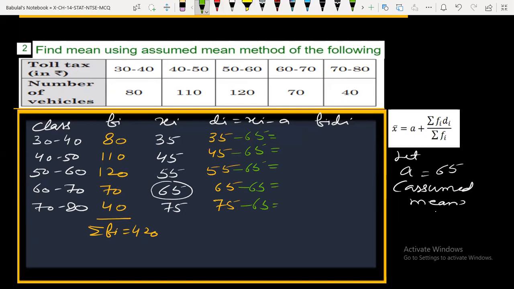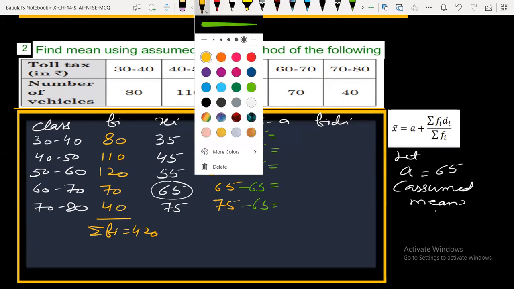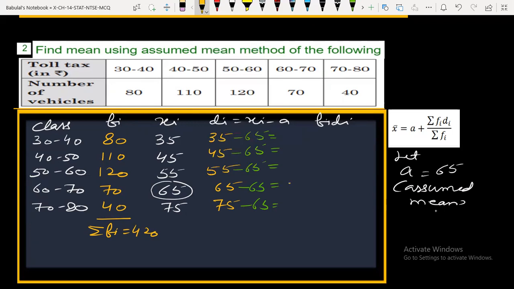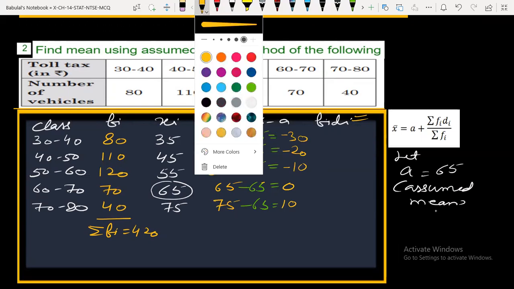आप देखेंगे कि जो इनका डिफरेंस है, difference that is 0. 65 minus 65, 0. That is minus 10, minus 20, minus 30 and plus 10. जो आपने assumed mean लिया था उसके नीचे की तरफ प्लस और उसके ऊपर की तरफ नेगेटिव वैल्यू आएंगी. Okay, then you multiply fi into di, this column. What is fi into di?